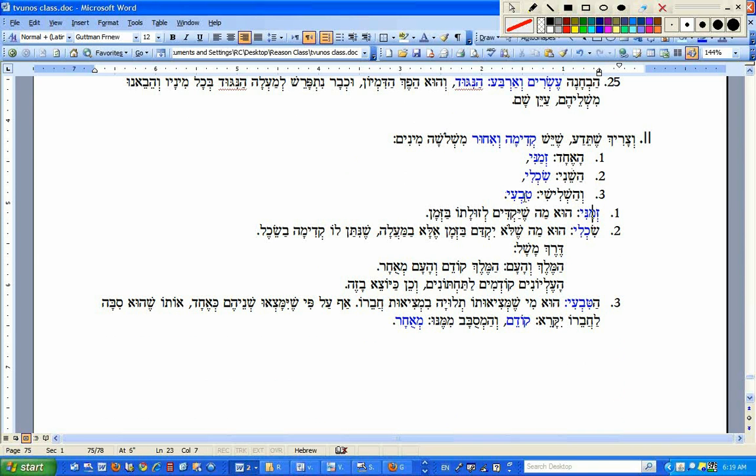Notice Ramchal always gives you the general three principles, and then he goes and he spells them out. Zmani, temporal priority. It's something that comes before something else in time. Sichli, hu ma shelo yagdim b'zman ela b'ma'ala, shenosa mo kadima b'seichel. It's not something that exists before something else in time, but only because of a certain quality that it has. Derech mashal, hamelech va'am, hamelech kodem va'am ma'uchar. The king and the people. So when you're presenting, you expect that the king should be first and then the people should be second.